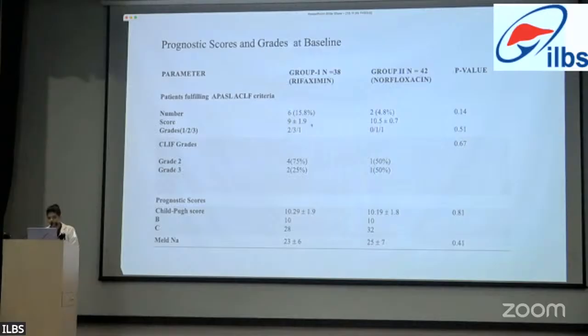There were a total of 6 patients who fulfilled the APASL ACLF criteria with a median score of 9. And there were a total of 2 patients with a median score of 10. CLIF grades: 4 had grade 2 and 2 had grade 3 in the rifaximin arm; 1 each had grade 2 and grade 3 in the norfloxacin arm. Prognostic scores: the median CTP was 10 in both arms. In the rifaximin arm, 28 patients were CTP-C and 32 patients were CTP-C in the Norflox arm, with a median MELD of 23 and 25.